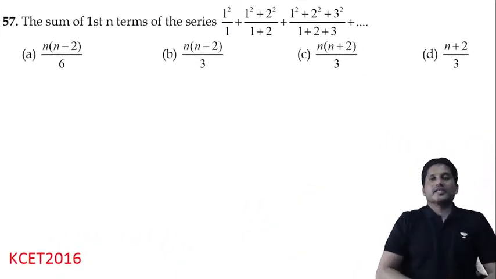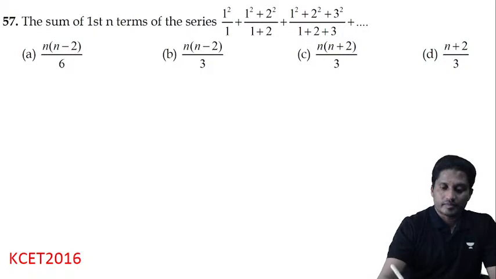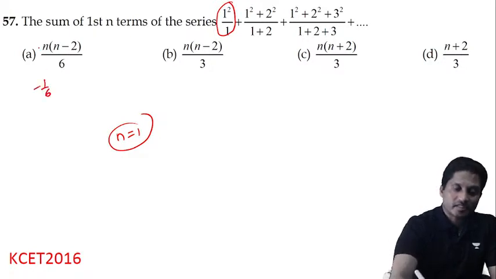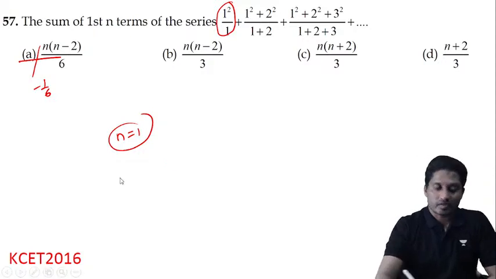The sum of first n terms of a series. See, no need to do the problem. If you put n equal to 1, you will get the first term as 1. If you put n equal to 1 here, you will get minus 1 by 6. Answer is ruled out because I should get 1 by 6.